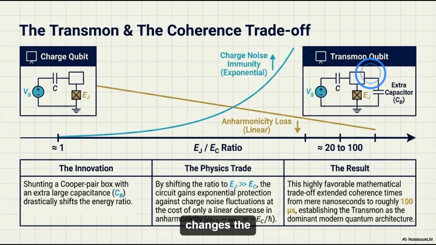And that changes the noise trade-off. Dramatically. Charge noise immunity goes up exponentially, while anharmonicity only drops linearly. Exponential gain for linear cost, that's a steal. And the payoff? Coherence times jumped from nanoseconds to around 100 microseconds. Most of the industry runs on this architecture today.